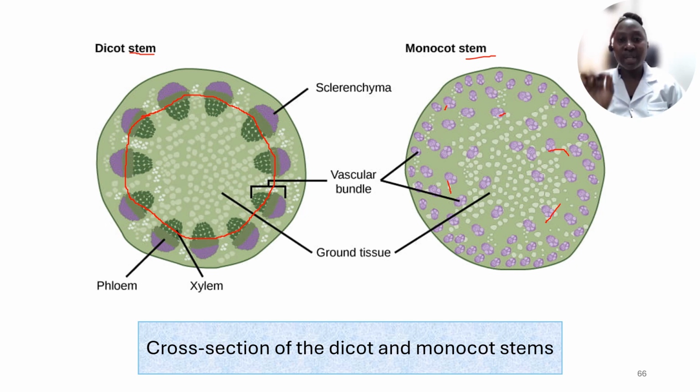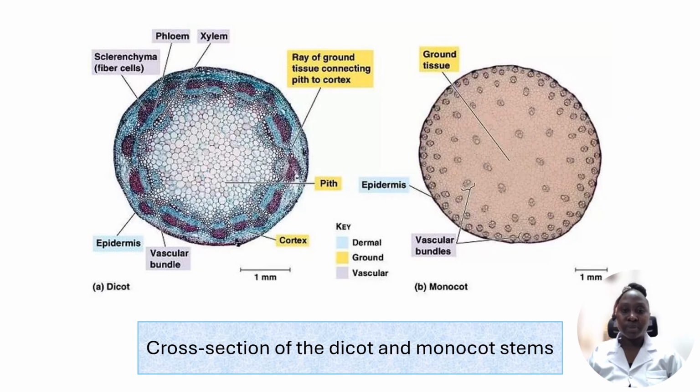These are stems. This is the cross-section view of dicot and monocot stem. This is what we expect to see under the microscope. This is the image from the microscopic images. You see, this is a dicot stem where the vascular bundles are arranged in a distinct ring. And these are vascular bundles. In the monocot stem, they are just scattered throughout the ground tissue.